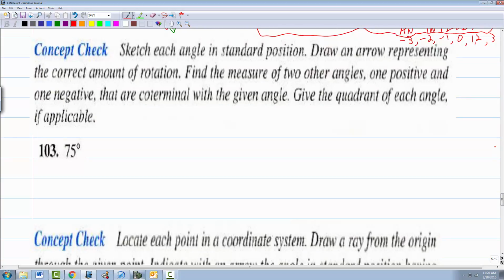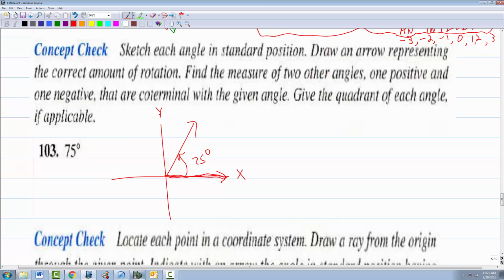Sketch each angle in standard position. Draw an arrow representing the correct amount of rotation. Find a measure of two other angle measures, one positive, one negative. This is basically everything I've just done for every single question. So 75 degrees is approximately here. 75 degrees. Okay, starting at the positive x-axis. By the way, this is the x-axis, this is the y. Boy, that drives me nuts when someone in CAT doesn't know their axes.